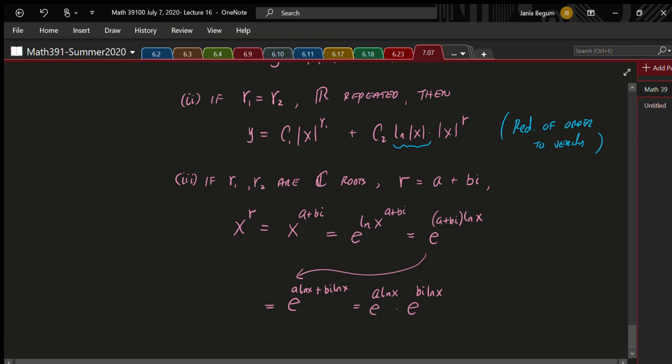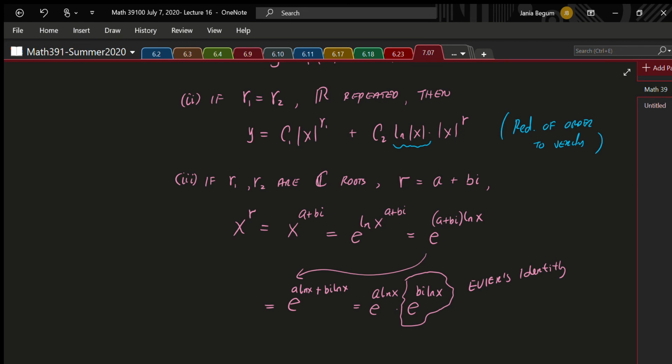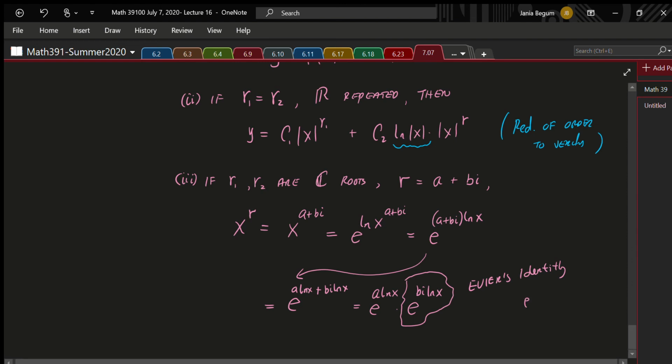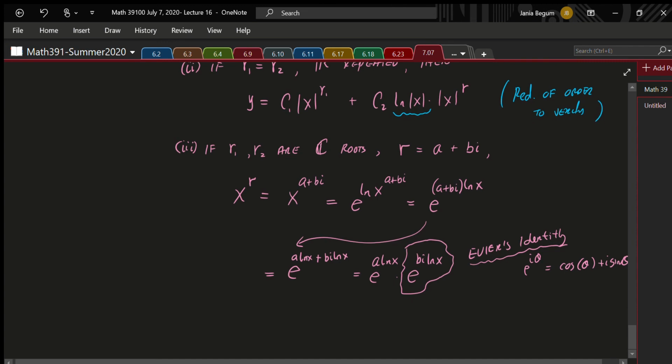Now, this is supposed to remind you of Euler's identity. Do you guys remember that? Maybe? e to the i theta is cosine theta plus i sine theta. Do you recall that? Yeah. So that's the one we're going to apply here to rewrite this. You can think of your theta here as b ln x. So that's how it's going to look.